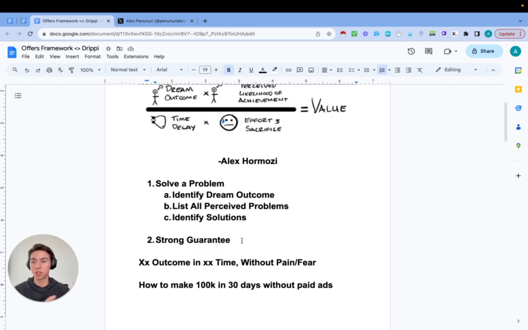And how do you do this? With a strong guarantee. For example, our guarantee at the Drippi Done For You is whatever you invest, we're going to double monthly, right? Or you either get your money back, or we'll keep working for free until we get to what we told you we were going to get, okay?